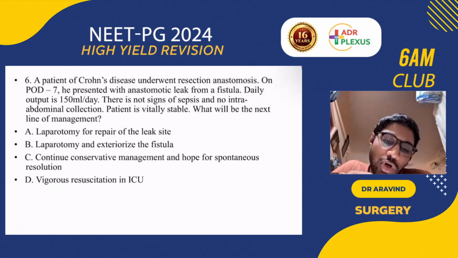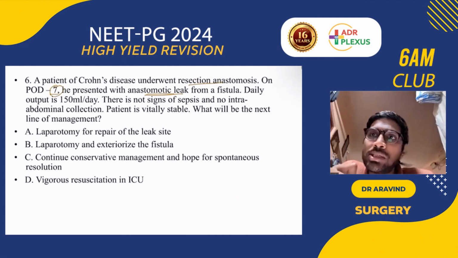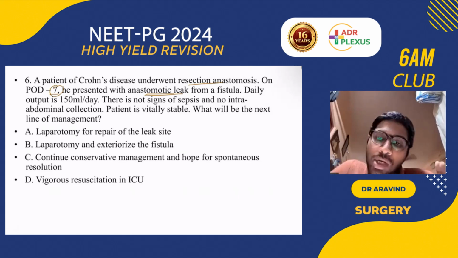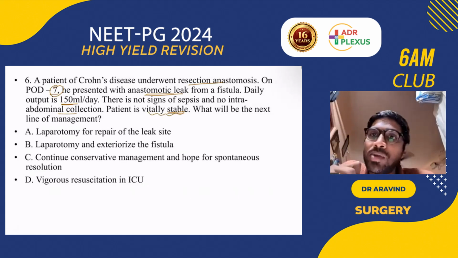Then a patient with Crohn's disease underwent resection anastomosis. On postoperative day 7, he presented with an anastomotic leak. So now we are discussing a case of enterocutaneous fistula. The daily output is 150 ml per day. There are no signs of sepsis and no intra-abdominal collection. The patient is vitally stable now. What will be the next line of management? These are all clinically based questions which I have framed, so think and answer. Simple questions only.